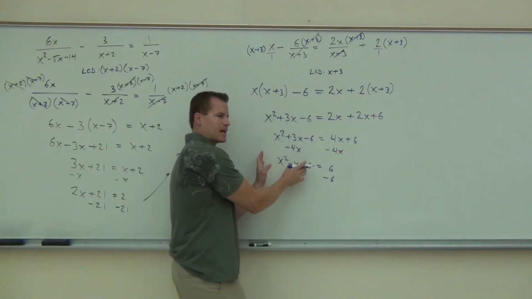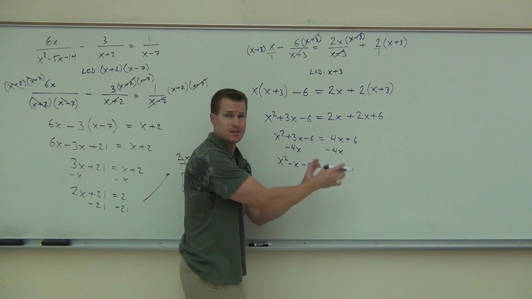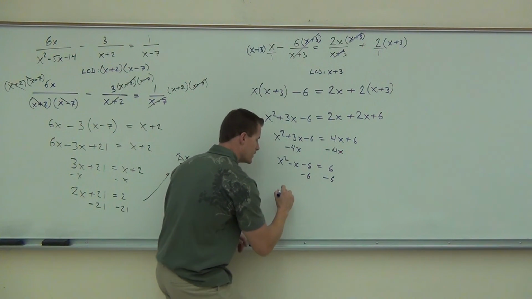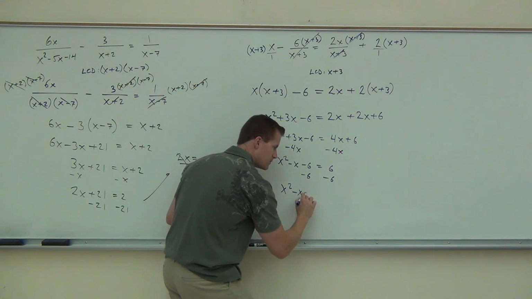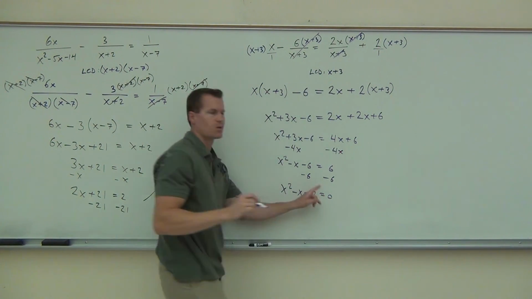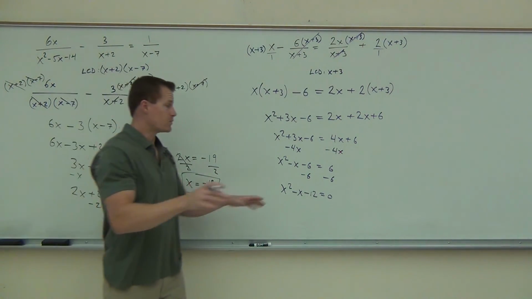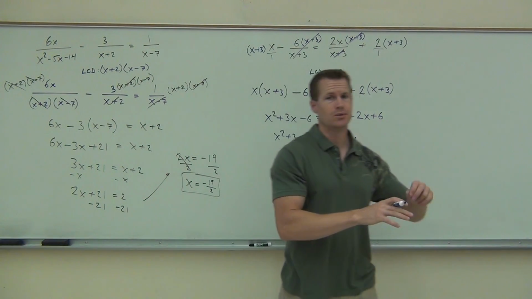We can't factor yet because we don't have the 0. We need a 0 over there for the 0 product property to work. So that's why we have to keep going and get x squared minus x minus 12 equals 0. That 0, that's really important. We've talked about that a few times in here. You have to have the 0. Okay, we have the set equals 0, and now what do we do?